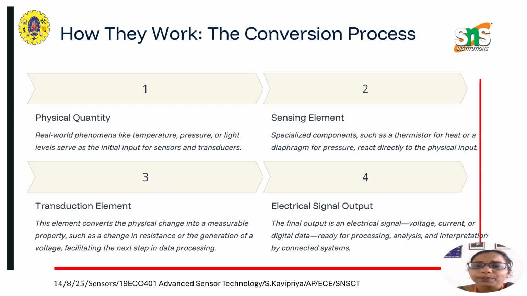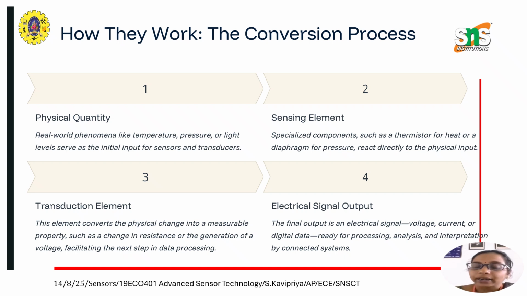Next, what is the process involved in a sensor? Initially, it senses the physical quantities available in the environment, like temperature, light, heat, etc. Next, it has to be converted into an electrical signal. For this, it requires a transduction element, which converts the physical input into an electrical signal.